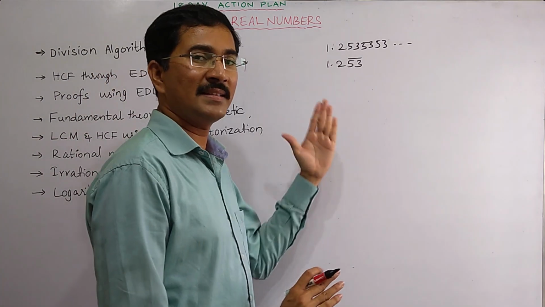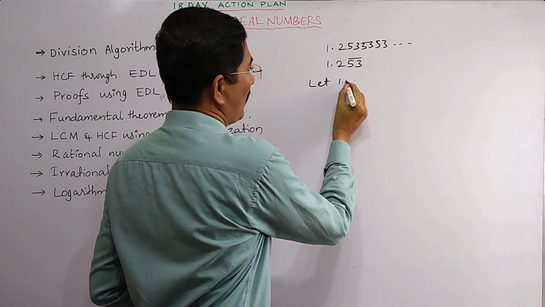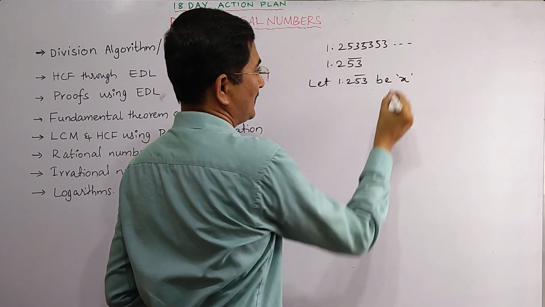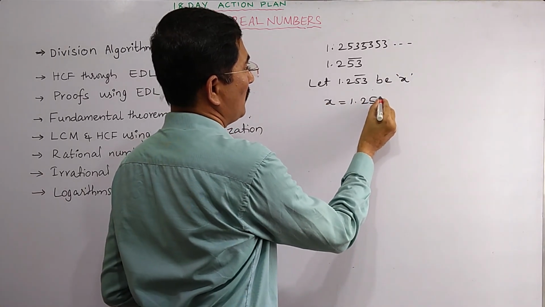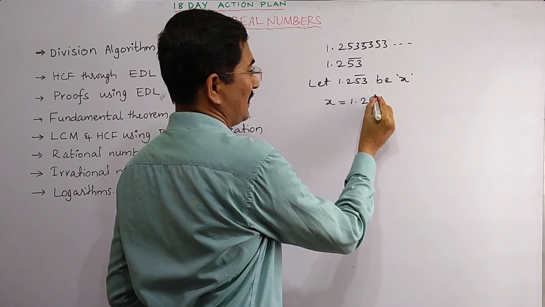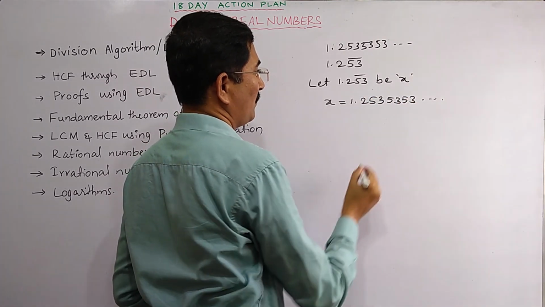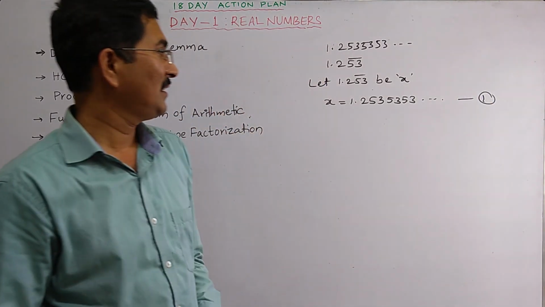What can we do? Let this be equal to x. So let 1.253 bar be x. Then x is equal to 1.253 bar. Okay, so 53 can be written as 53, 53, 53 and so on. So let us think this is equation number 1.